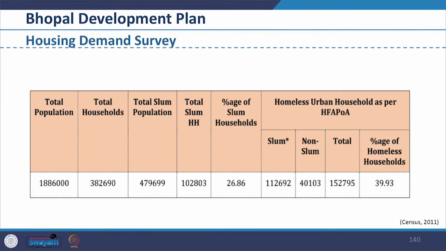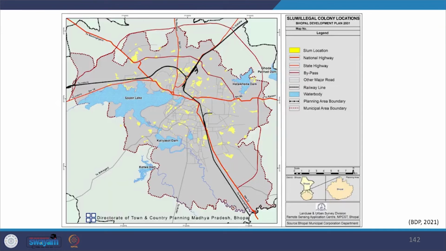What we see in the Bhopal development document is that the housing scenario is analyzed. A review has been undertaken of total houses, houses in good condition, livable condition and dilapidated condition as per the census data of 2011. Housing stock is also reviewed, and existing housing need assessment is made where the housing shortage is estimated. Slums have been identified in the city. We can see here the map which indicates the slum or illegal colony locations in the city. You can see the slum locations in yellow color here in the map.